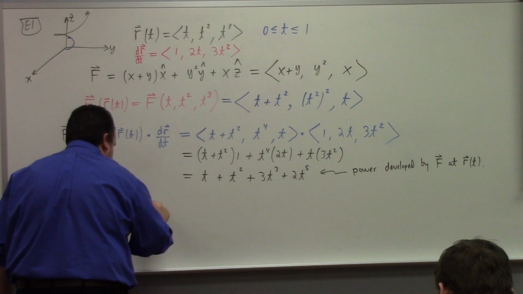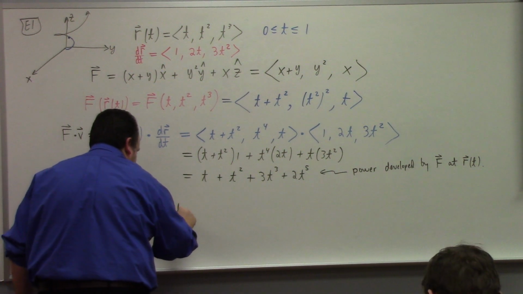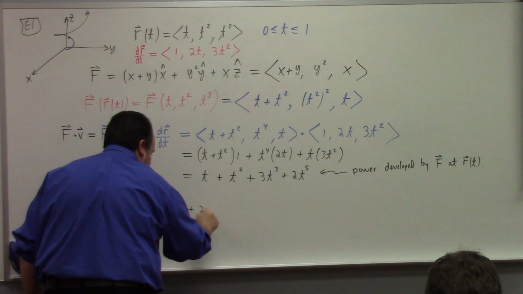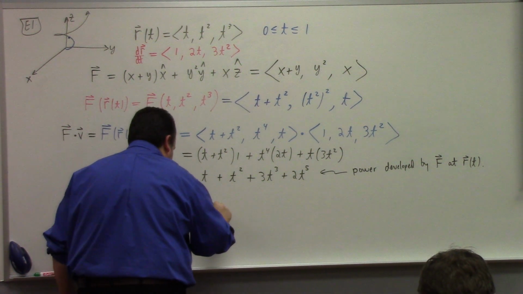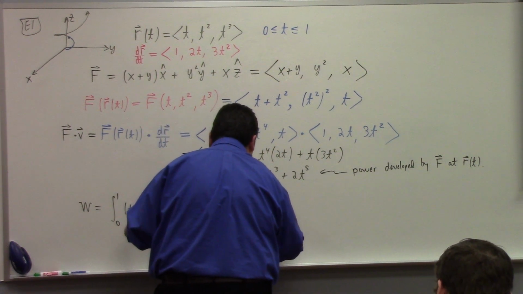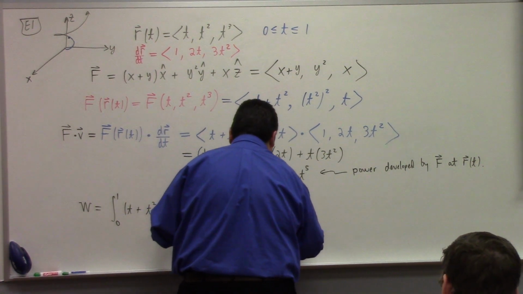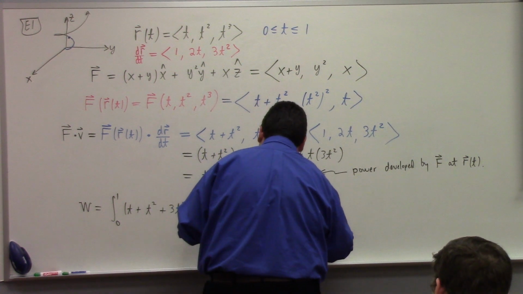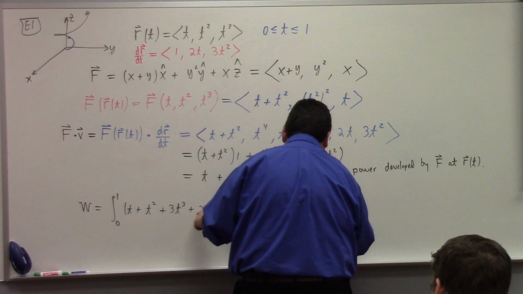This is my favorite kind of integral. I don't know about you guys, but this is absolutely my favorite polynomial integral. We integrate from 0 to 1. This one's really, really easy. So what you've got is a half plus a third plus 3/4 plus 2/6.